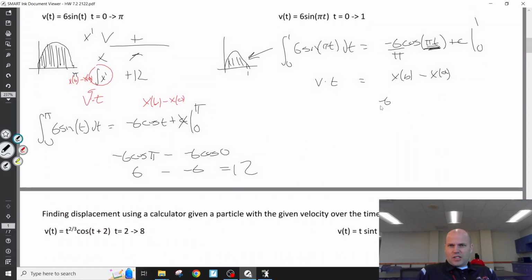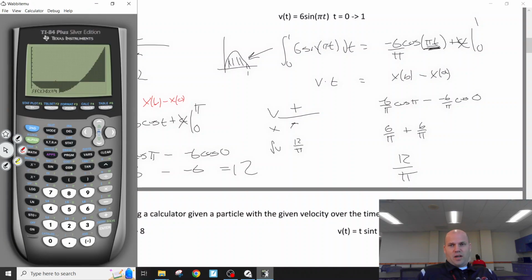I get negative 6 over pi cosine of pi minus, the c is going to go away when I subtract, negative 6 over pi cosine 0. This is positive 6 over pi plus positive 6 over pi. 6 piths plus 6 piths are 12 piths. So with my velocity being positive, my position is increasing by 12 piths. 6 1 over pi plus 6 1 over pi is 12 1 over pi's.